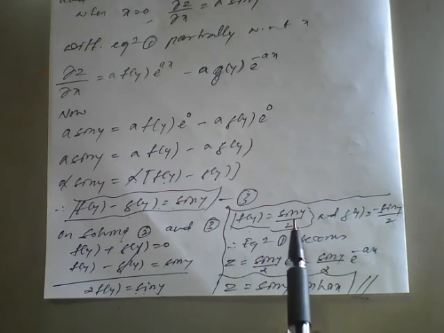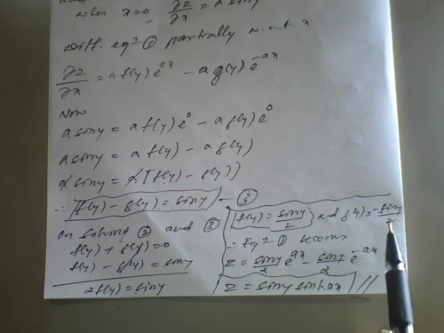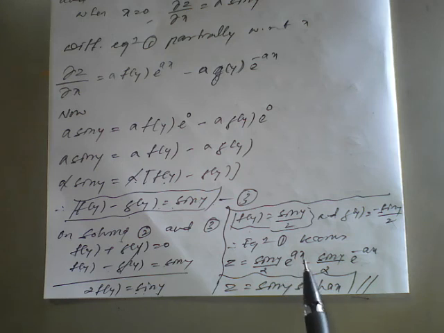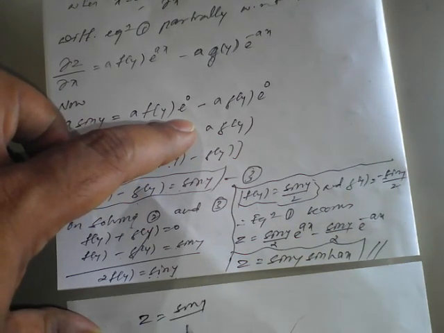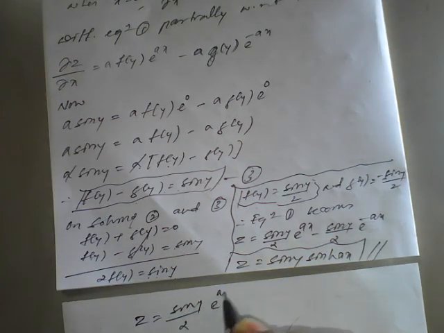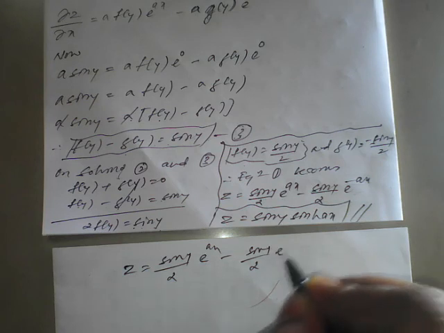So this f of y is sin y by 2 and g of y is minus sin y upon 2, these values we got. So applying equation number 1, we'll get z is equal to sin y upon 2 into e raised to ax minus sin y upon 2 into e raised to minus ax. I want to simplify this.